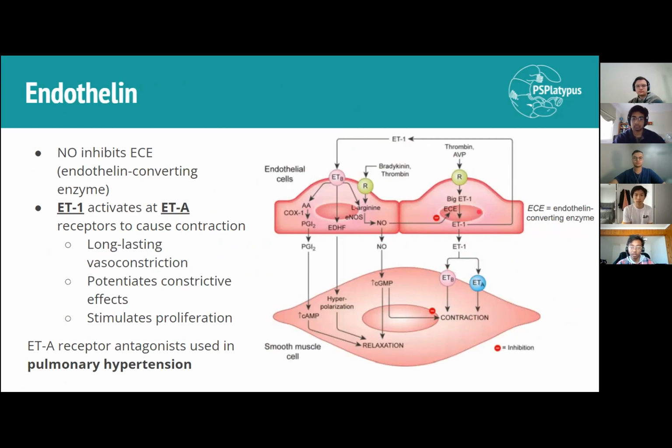So there's endothelin 1, 2, 3, 4, but we're really thinking about endothelin 1, and its action on ETA receptors. When it activates these receptors, it causes long-lasting vasoconstriction. It potentiates and has an additive effect on other constricting effects as well, and stimulates proliferation. You can see how blocking ETA receptors through ETA receptor antagonists can be used to cause relaxation. So it's used in pulmonary hypertension.